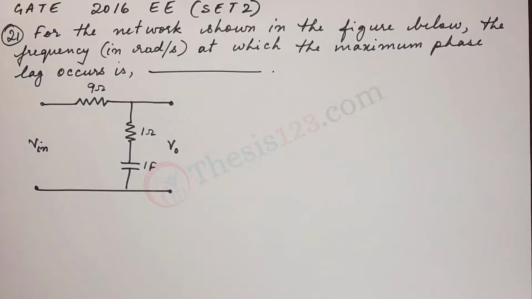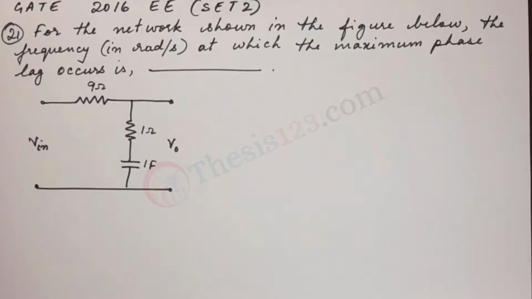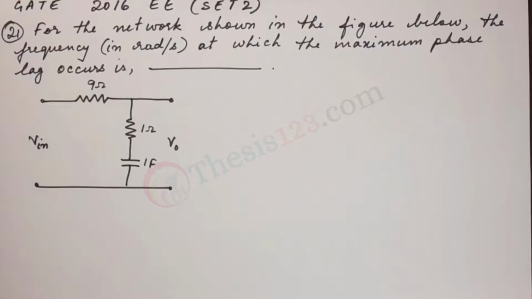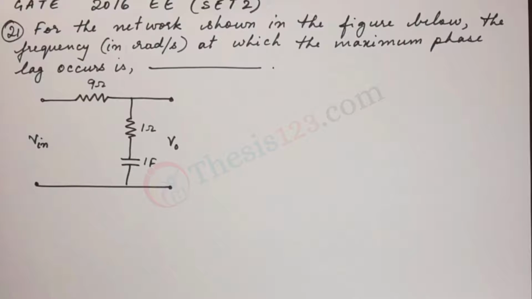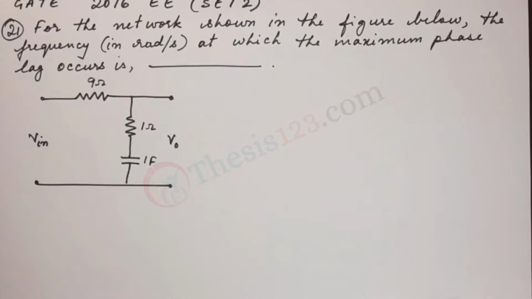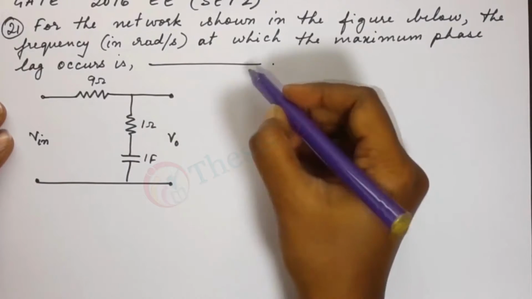Here's the next question, number 21. For the network shown in the figure below, the frequency in radians per second at which the maximum phase lag occurs is dash. Okay, so here we have been given a circuit, a network, and we have been asked for the frequency in radians per second.